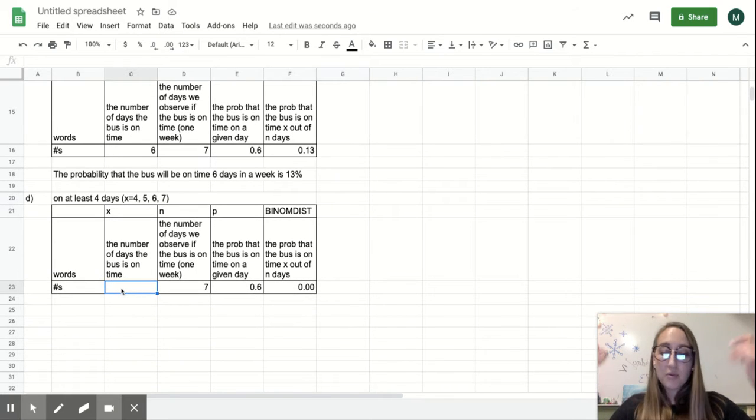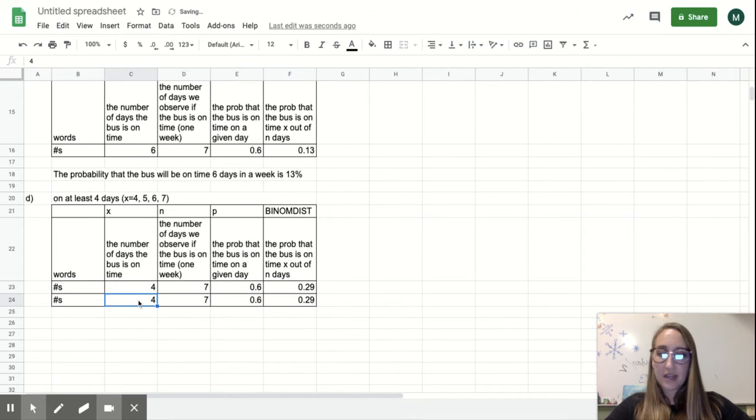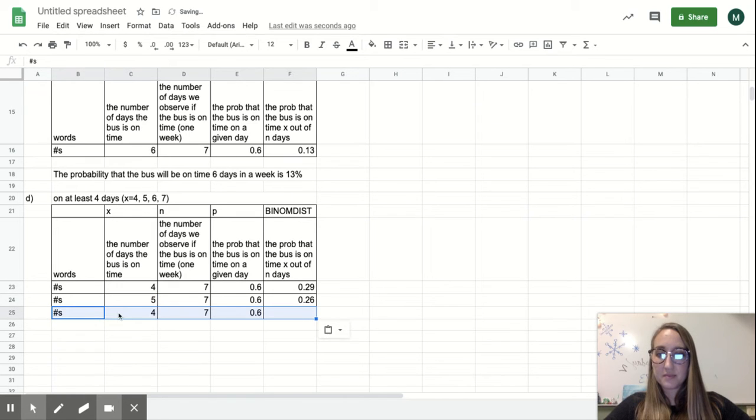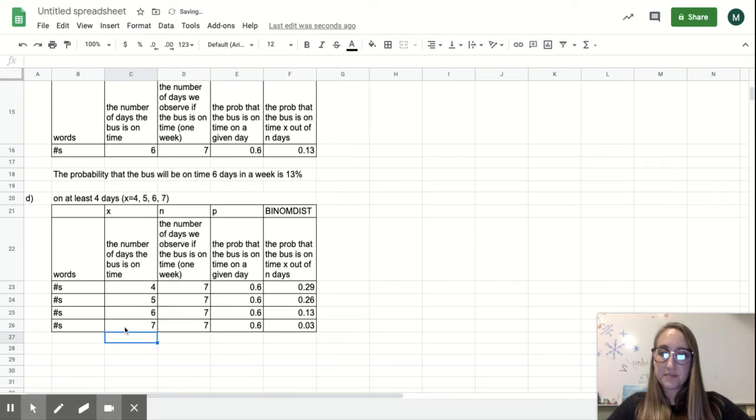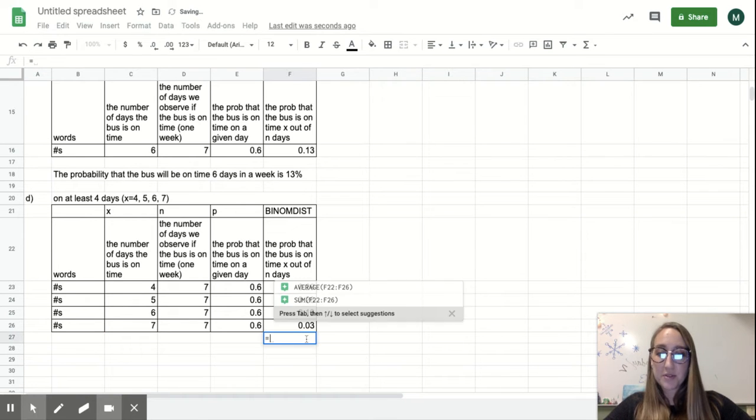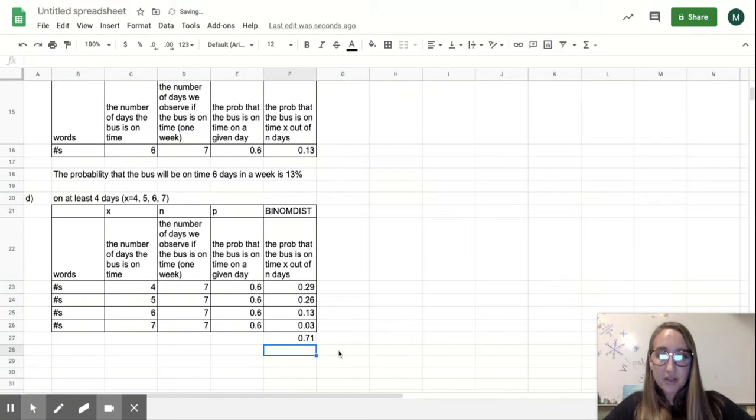So a couple ways we could go about this. The first is we could calculate x equals 4. We could add a row, calculate x equals 5, calculate x equals 6, calculate x equals 7, okay, and then add up those probabilities. Well, that takes too long. And what if we were dealing with a bigger problem? What if we wanted to look at between 4 and 30? We are not going to waste our time doing this, right?